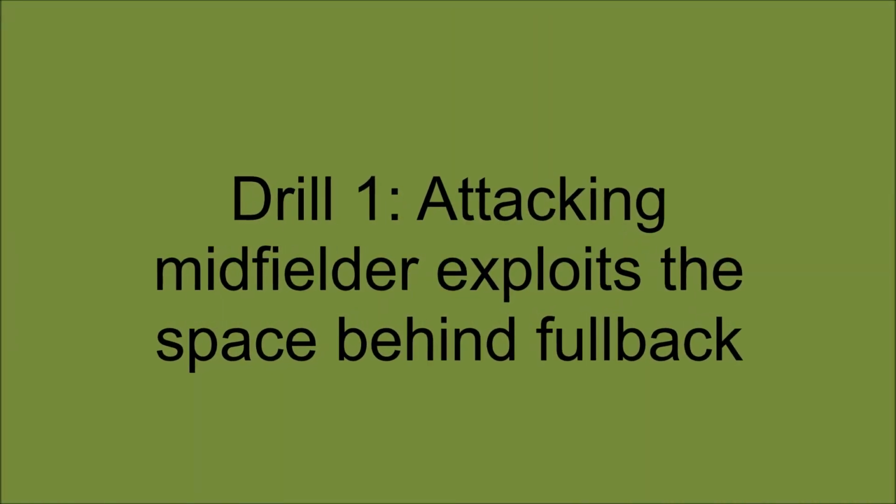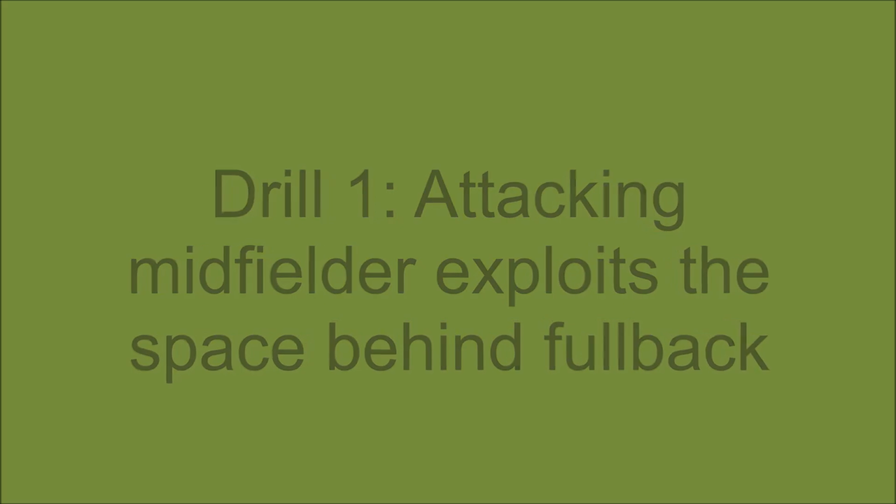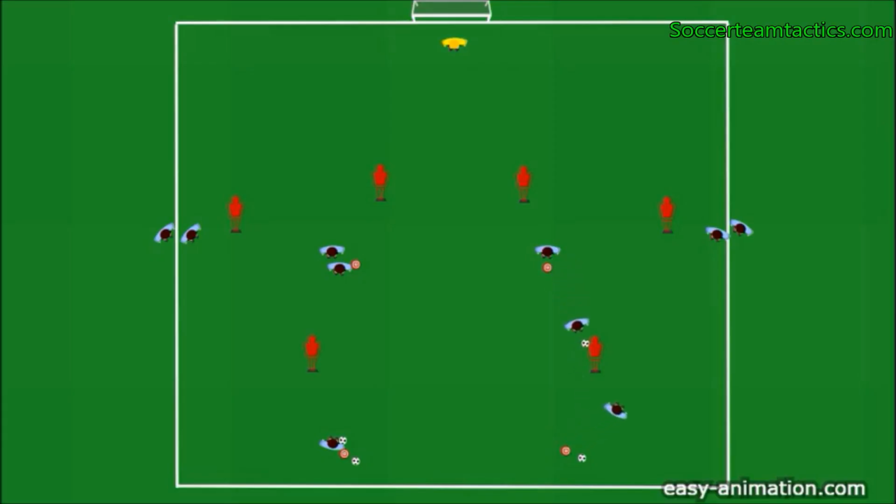This is the animated drill number 1. As you can see in this video, we can put 2 players in each advanced position. So every advanced position player carries out 1 repetition on the right side and 1 repetition on the left, and then he switches position with his teammate.